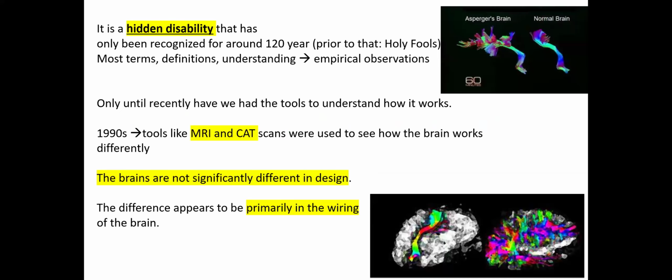It's a hidden disability that has only been recognized for about 120 years. Prior to that, we were holy fools and village idiots and all these other people that you would tend to annoy, or who annoyed you, or would end up becoming the leaders or something like that. Just something off the common path. It was only recently, like in the 1990s, that tools like MRIs and CAT scans were used to see how the brain was actually functioning differently. The brains aren't significantly different in design. Most autistic brains, if you sat them next to a non-autistic brain, are going to look the same, but the difference appears to be in the wiring.